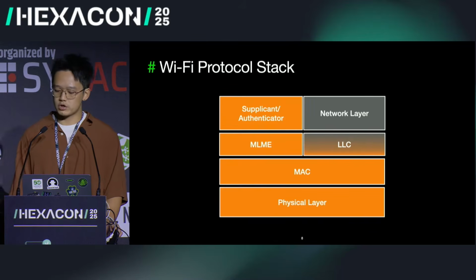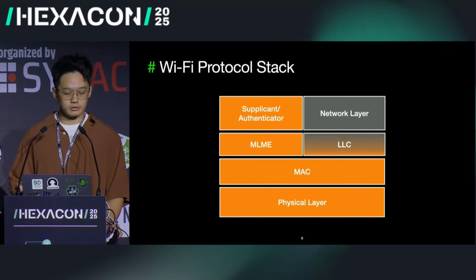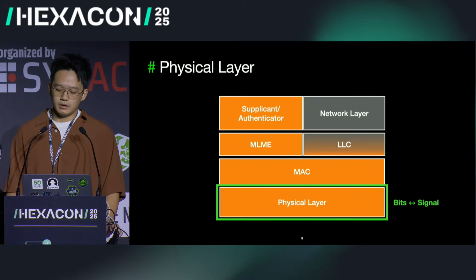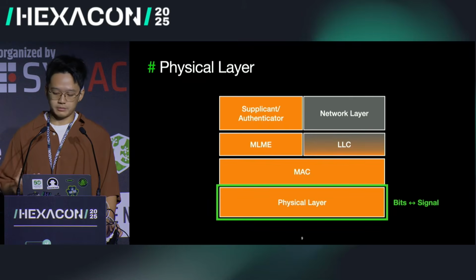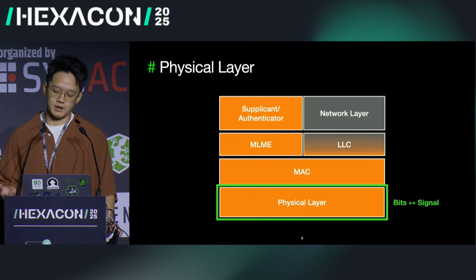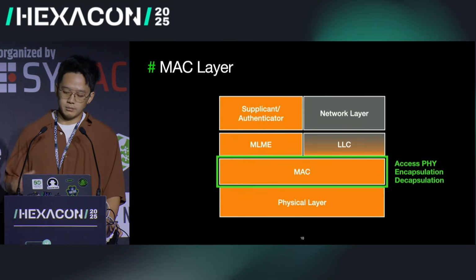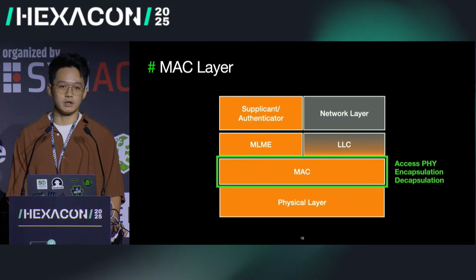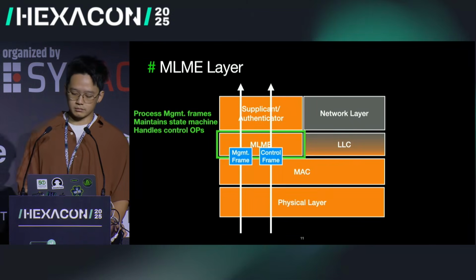In this picture, we show an overview of Wi-Fi stack. The orange parts represent components related to Wi-Fi protocol stack. The Wi-Fi physical layer turns bits into signals to send and back into bits when received. The MAC layer controls access to physical layer and handles the encapsulation and decapsulation of Wi-Fi frames.